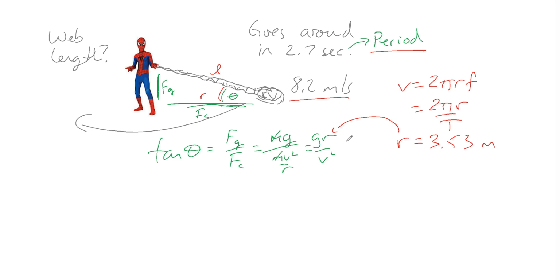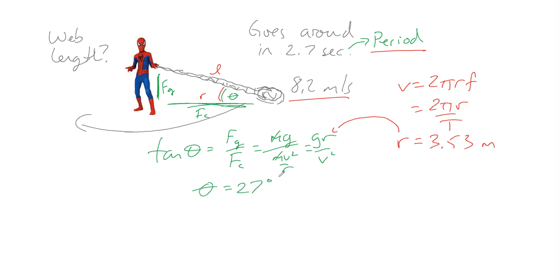I can then use that in here. I'd have my g value, I'd have my r value that I just found, and I know my v, and with that I can then find my angle. So if I put that value in there, multiply at the top, divide by v squared, and inverse tan it to get the angle, I will get an angle of around 27 degrees.